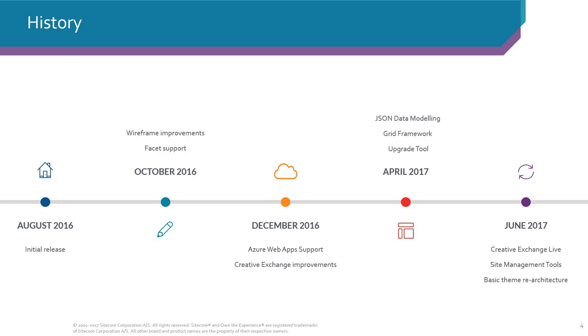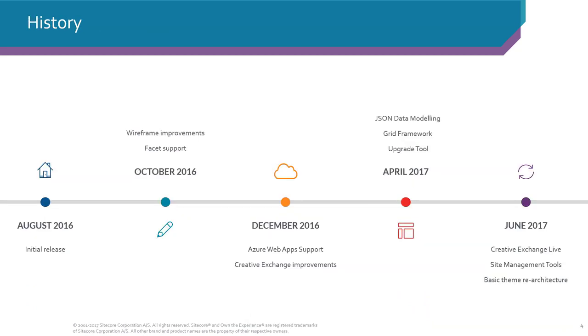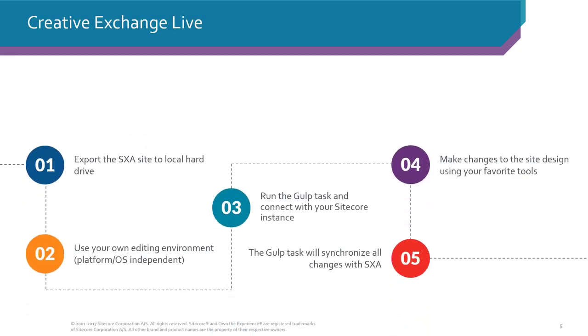One of the things that has matured over the past year is Creative Exchange. The initial release featured basic zip, export and import functionality: exporting your zip, unpacking it locally, changing the HTML or CSS, and zipping it once completed and importing it back using Creative Exchange Import. What we implemented last year is the live mode. By using gulp, we have the ability to connect with your Sitecore instance and will synchronize all local changes with SXA. This means the front-end developers can now use their own tools and platform to edit the look and feel of the website without the need to have Sitecore locally on their machine.